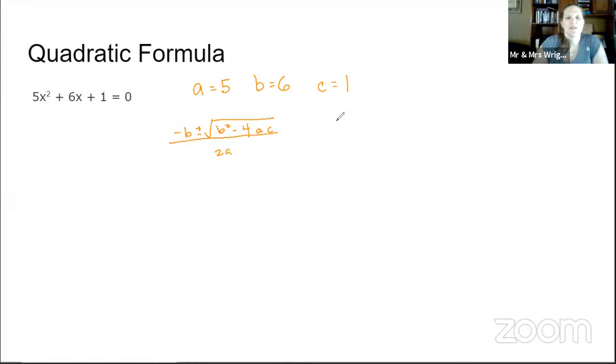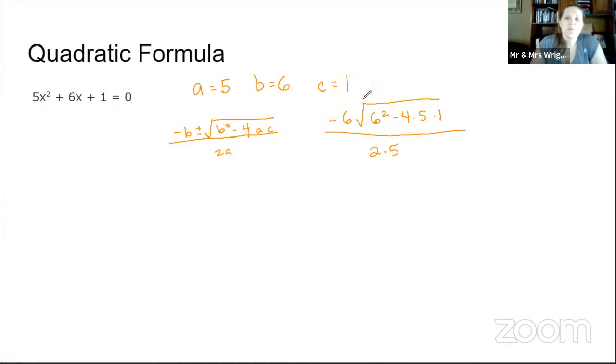So we've got negative b. What is b? It's 6. The square root of what? B squared, 6 squared, minus 4 times a, which is 5, times c, which is 1. Then we have to put that all over 2 times a, which is 5.